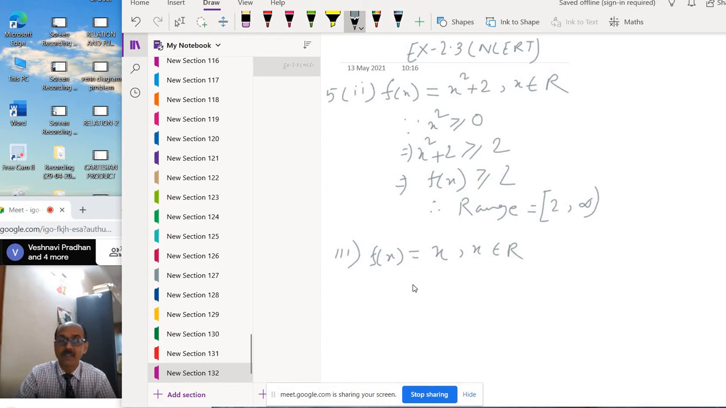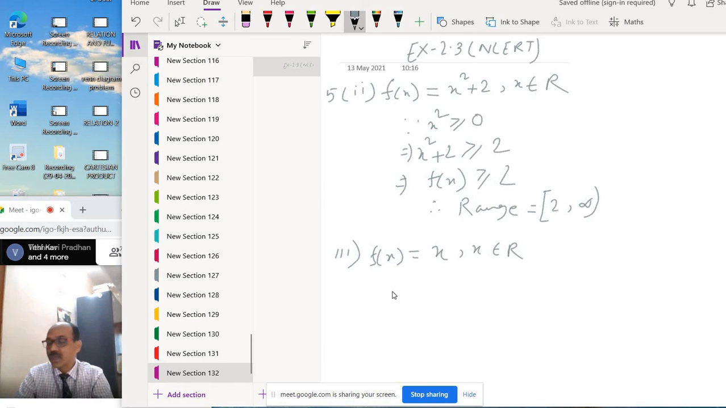So f(x) means y. That means y and x are the same in this question. That means domain and range are the same. So the domain is R, it is given x belongs to R. That means the range is also R, because if you take any number in place of x, say x equal to 5, then f(x) is also 5. If you take x equal to minus 1, f(x) is also minus 1. That means all are the same, x equals y. So the range of this function is also R, real numbers. That means domain and range are the same in this question.